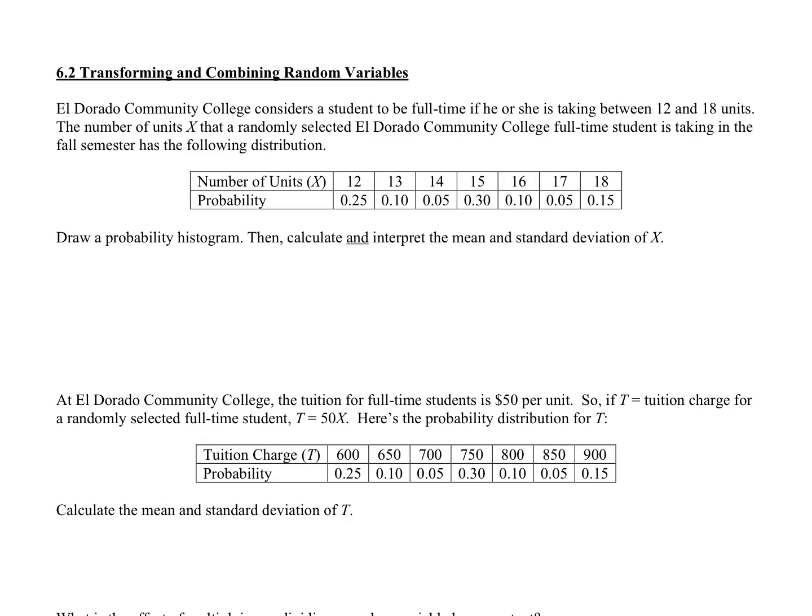So let's get started. This is the page that you're looking for, so if you could find this page. And we're going to be coming back to this data set a lot. We're looking at El Dorado Community College. This community college considers a student to be full-time if they are taking between 12 and 18 units. The number of units that a randomly selected full-time student is taking in the following semester has that distribution. Okay, so first of all, how do we know that this is a valid probability distribution? Okay, all of the probabilities should sum to 1.